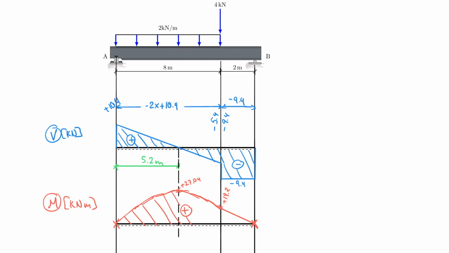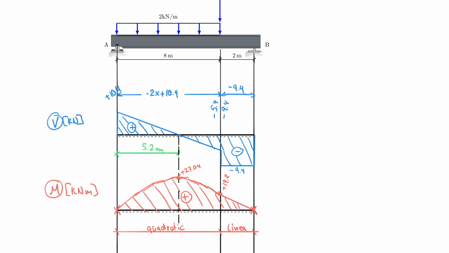I, of course, need to include my functions in just a second. So let's indicate that I have these two domains here. One is acting from 0 to 8 and one from 8 to 10. And I calculated the first function to be actually quadratic. And the second one was linear, as you can already see. But let's include the actual functions here.